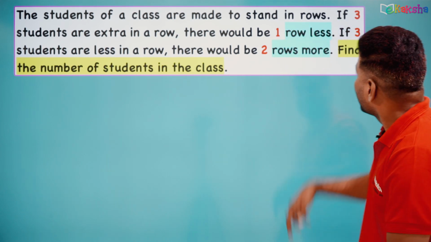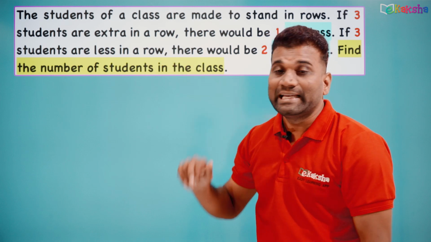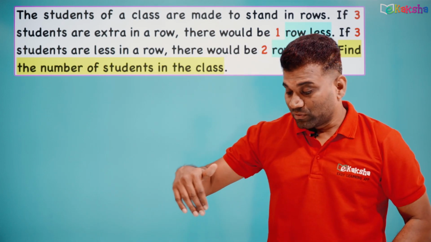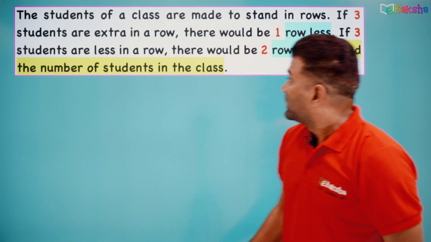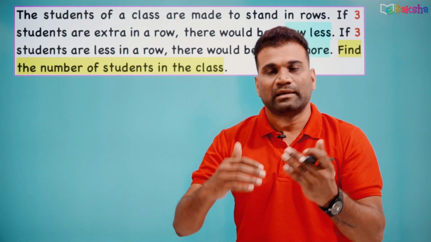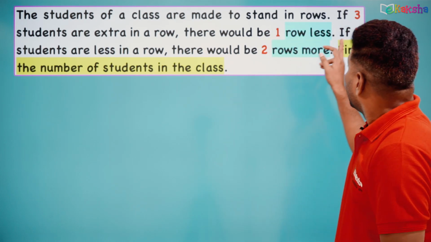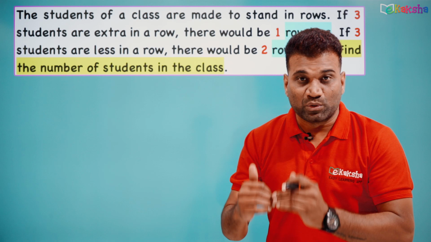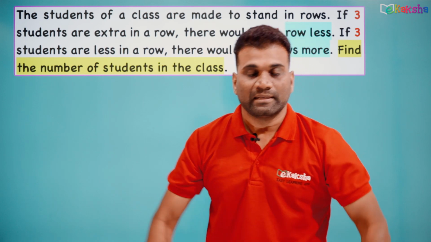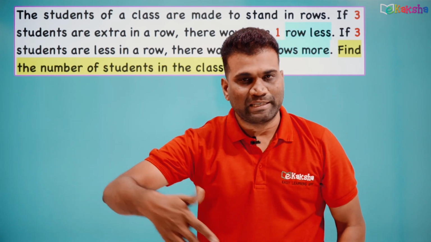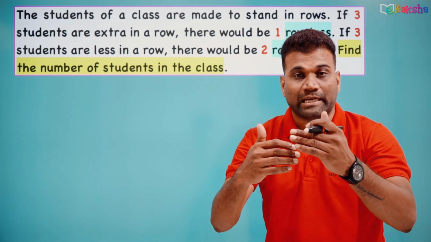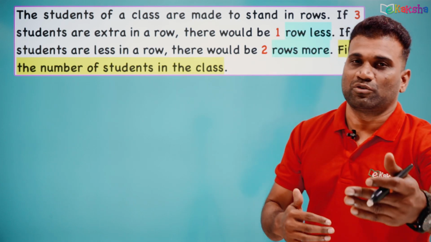According to the first condition, if 3 students are extra in each row, so there are rows, row 1, row 2, row 3 and so on. If 3 students are extra in each row, then there would be 1 row less. So the number of rows will be less by 1. If 3 students are less in each row, that is 3 students are removed from each row and added as further rows, then there would be 2 rows more than the actual rows.